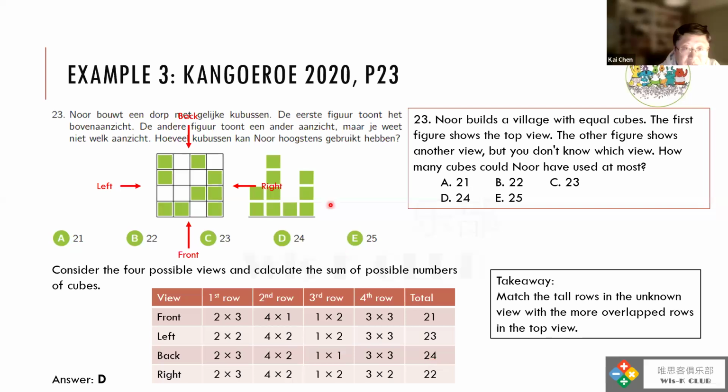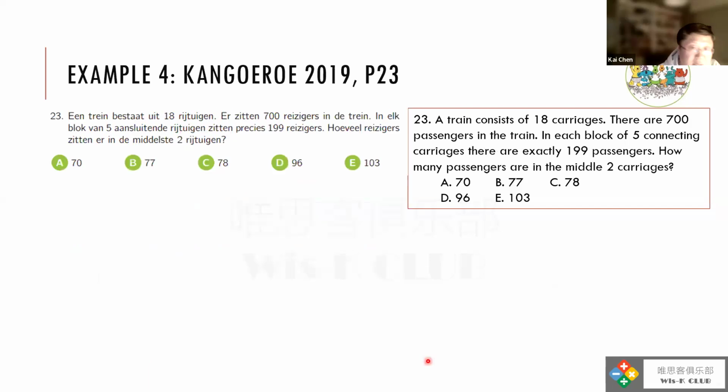So meaning that if the view here is a back view, from back to front, the NOR has like 24 cubes at the most. So 24 is the right answer. Okay, so let's go for the fourth one.